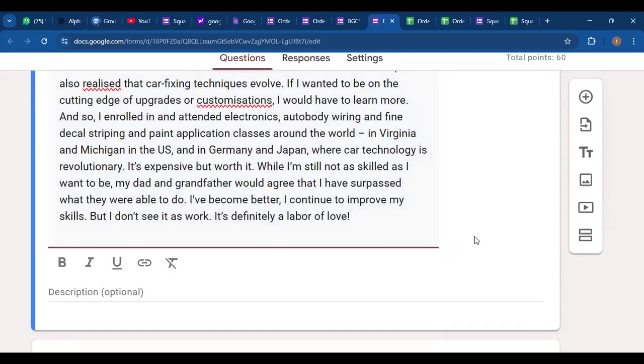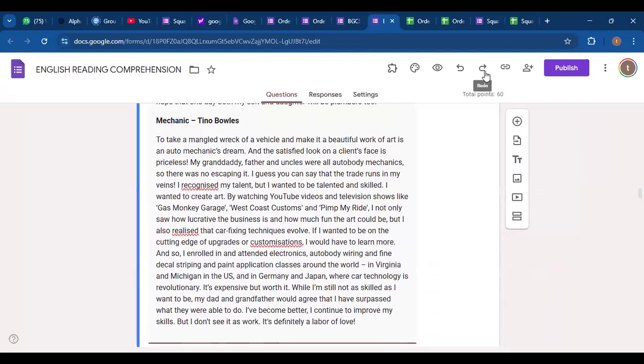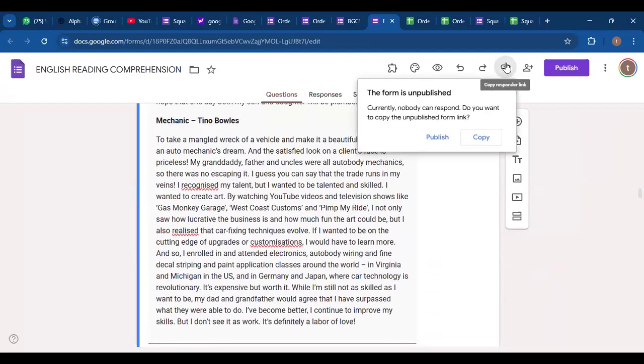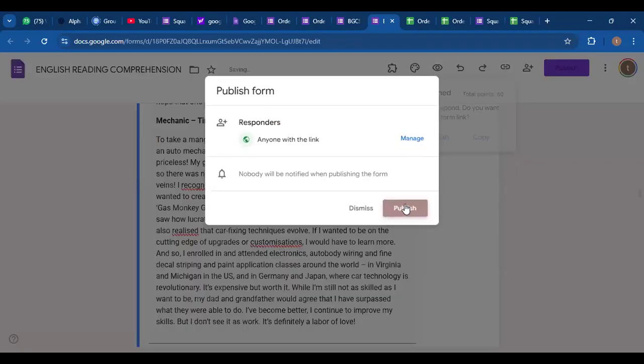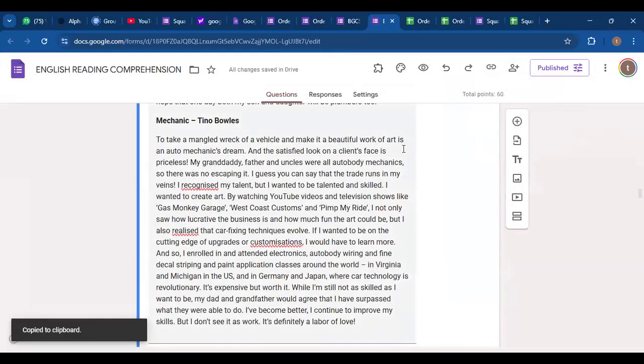Okay, so this is a reading comprehension passage. For today's class, I want you all to go ahead and answer these questions on it. But the first thing is I want to ask you all a question. Give me some trades that were mentioned in this passage. A lot of trades were mentioned inside this passage. Give me some trades.